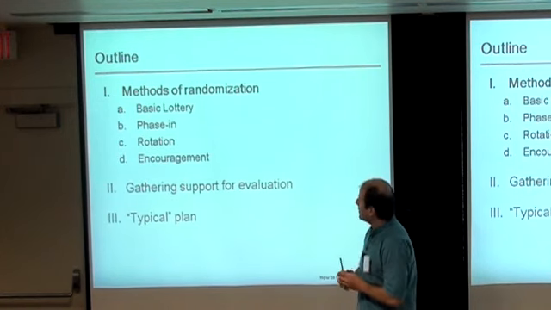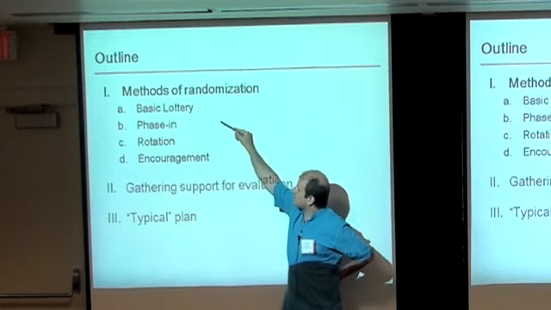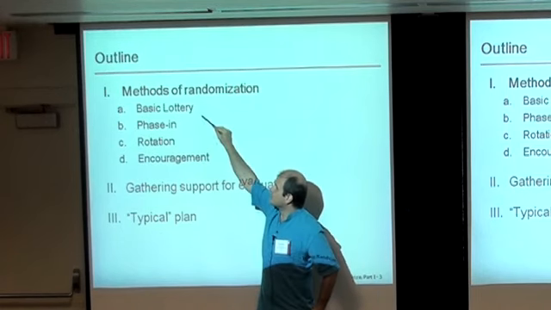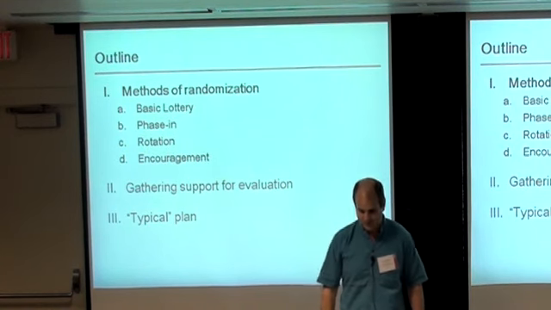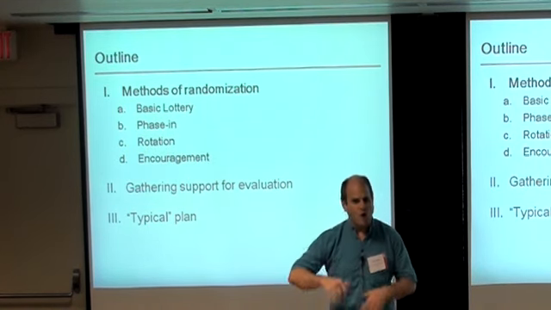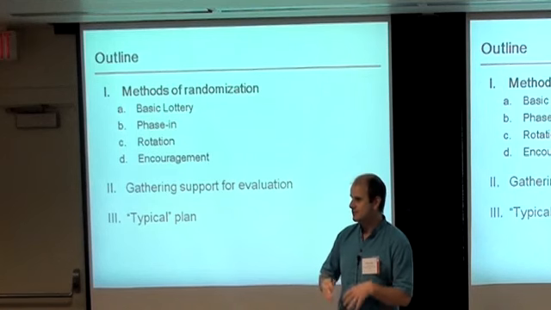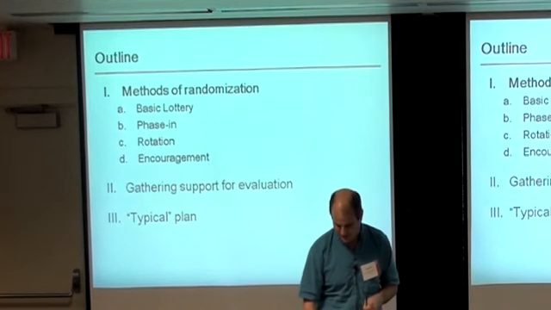So, methods of randomization. I'm going to walk through 4 different methods that we will often use: basic lottery, a phase-in, a rotation, and encouragement. And we'll talk about each of these. These are not all mutually exclusive methods, to be clear. So I'm just going to point out there's different ways and levers for doing things.